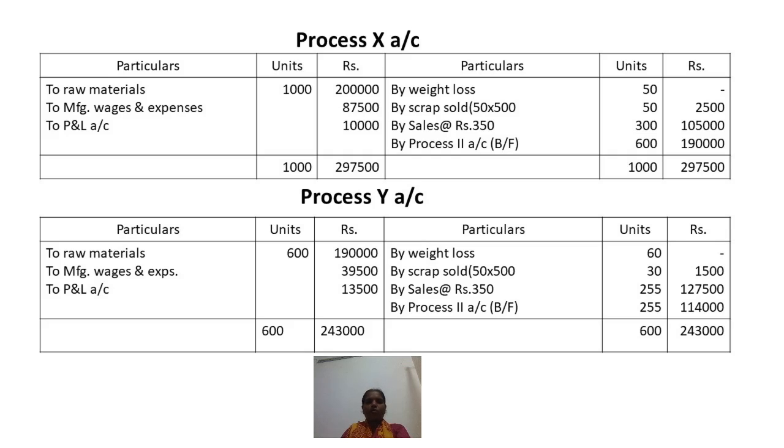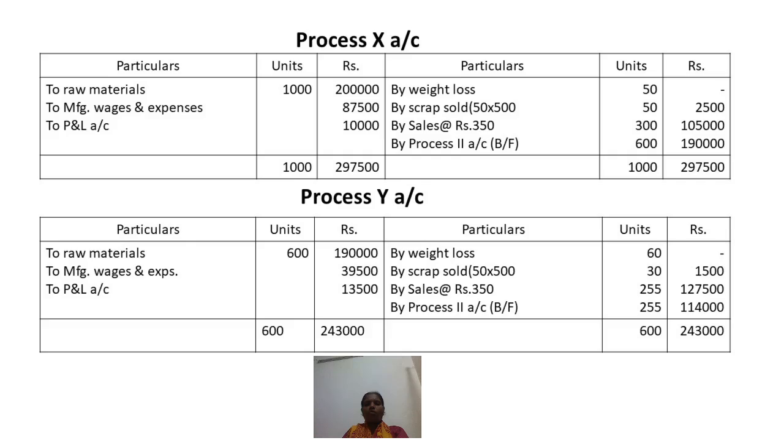While writing any process account, first we have to write on the debit side the raw materials introduced and then the expenses which are incurred in the respective departments. So in process X, we have raw materials of 10,000 units, for which 2 lakh is given, so we write 2 lakh. Then we have one more item, manufacturing wages and expenses, that is 37,500.